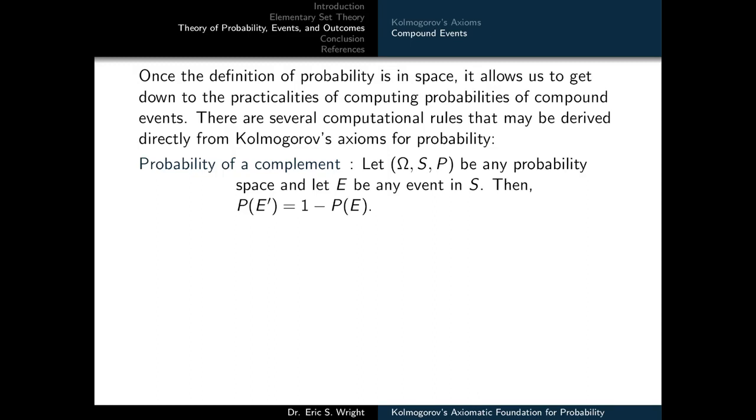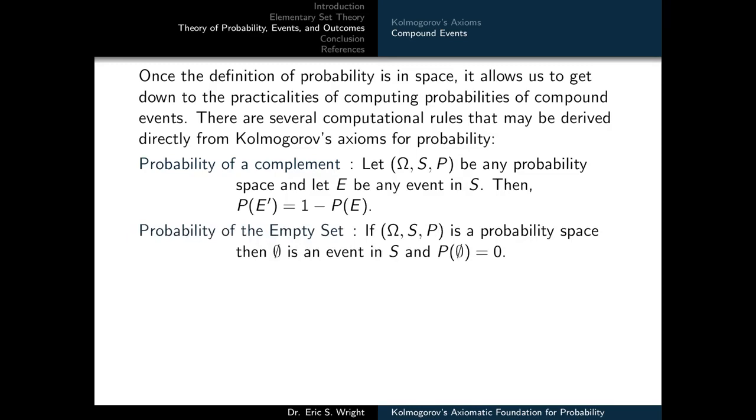So there are several rules that may be derived directly from Kolmogorov's axioms of probability, and these include the probability of a complement. If we've got any probability space, and E is any event in that space, then the probability of the complement of E is just equal to 1 minus the probability of E. The axioms allow us to derive a formula for the probability of the empty set. If we have a probability space, then the empty set is an event. It's the set of no outcomes, and its probability is 0.